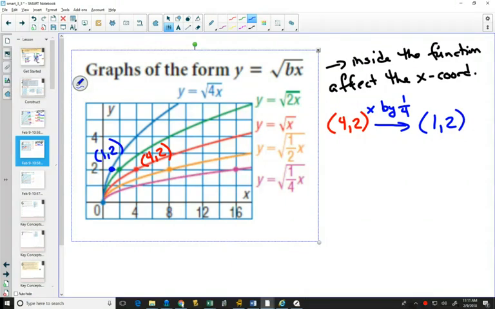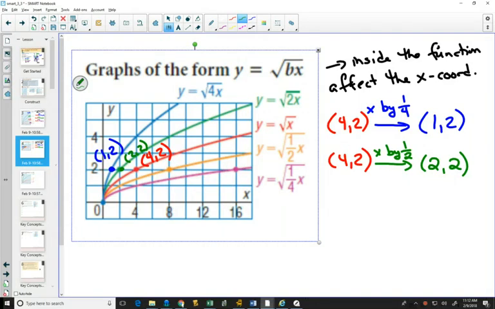If we go to the green one, we start with the point 4, 2. In the green graph, we have a 2 inside the function. So we're going to multiply our x values by 1/2. And 4, 2 will change to 2, 2. And sure enough, that's the point that's labeled.